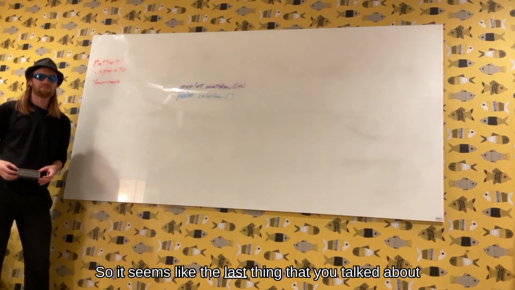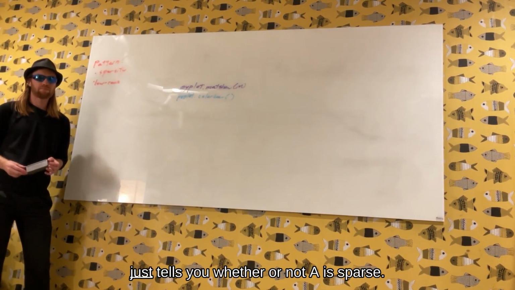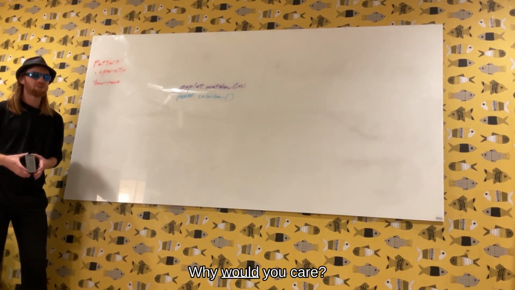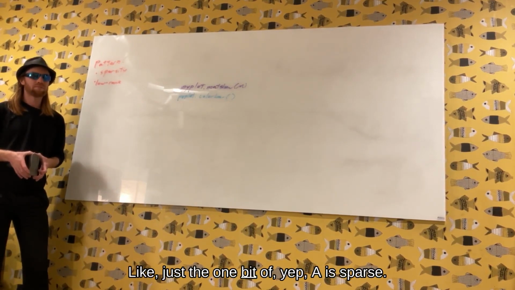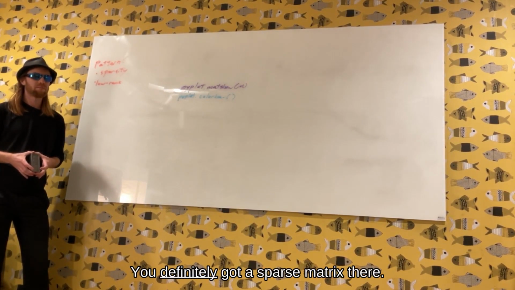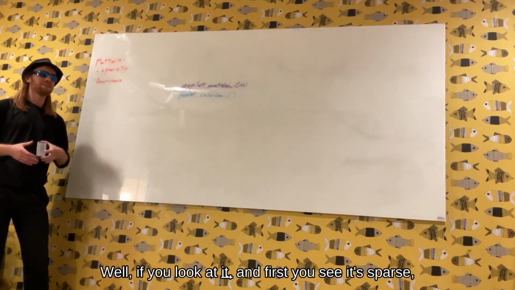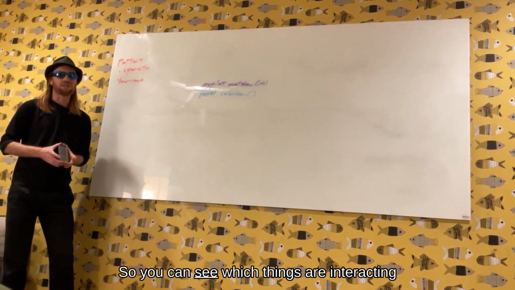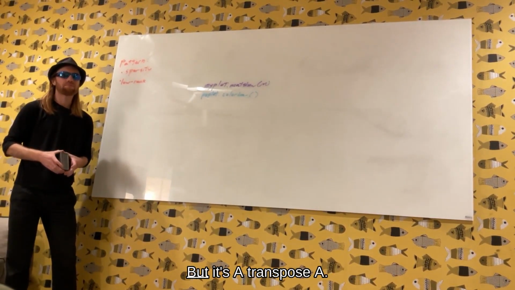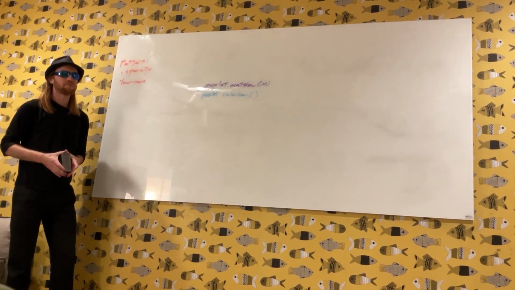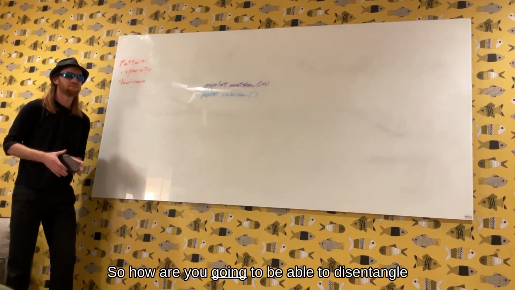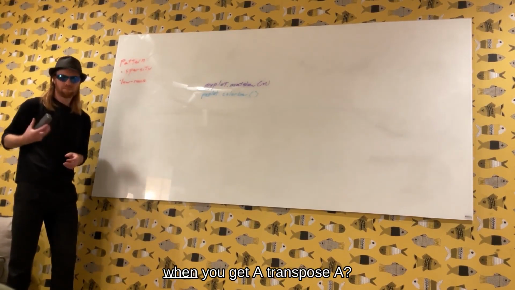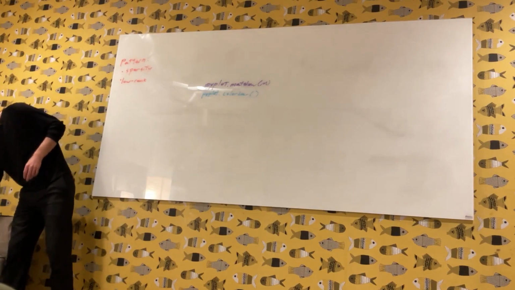So it seems like the last thing that you talked about just tells you whether or not A is sparse. Mhm. Why would I care? Why would you care? Just the one bit of, yep, A is sparse. You definitely got a sparse matrix there. Well, if you look at it, first you see it's sparse, but more importantly, you can see the sparsity structure. So you can see which things are interacting with which other things. But it's A transpose A. Yes. So how are you going to be able to disentangle which things are interacting with what other things, when you get A transpose A?